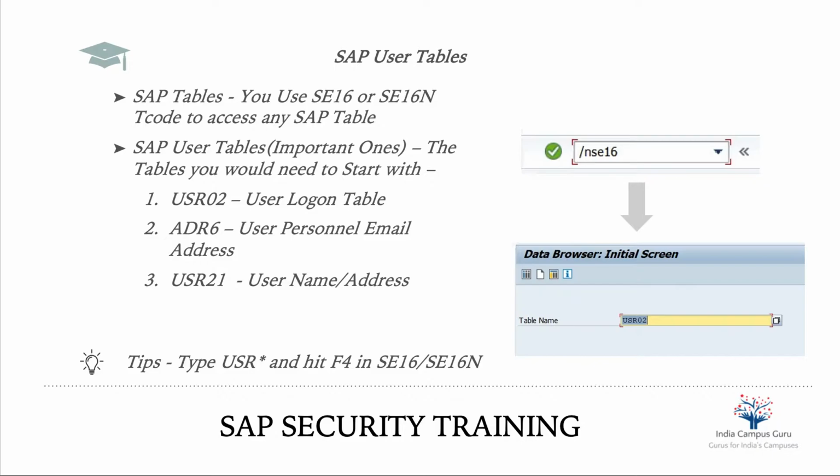And a tip: if you want to see how many tables we have for SAP users in SAP, just type USR star and hit F4 or click search. You would see there are hundreds of USR tables which have other details that may be helpful for you, but I would say USR02 is the one table which you would go to most of the time.